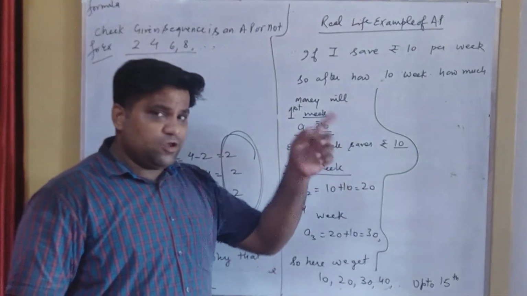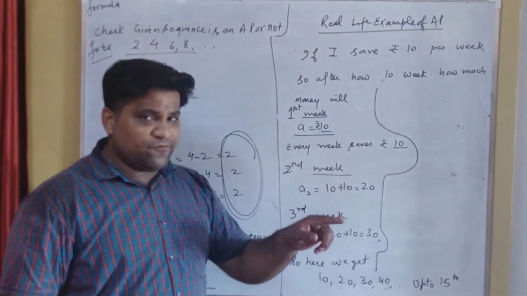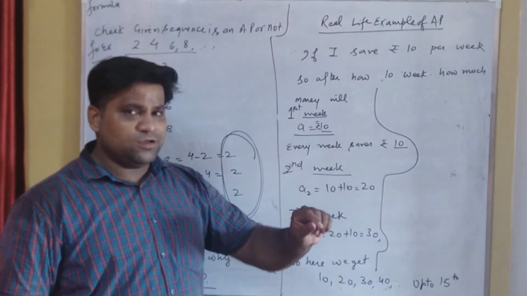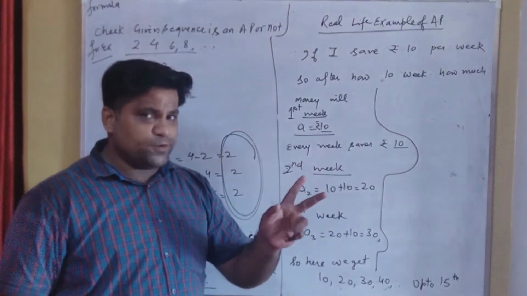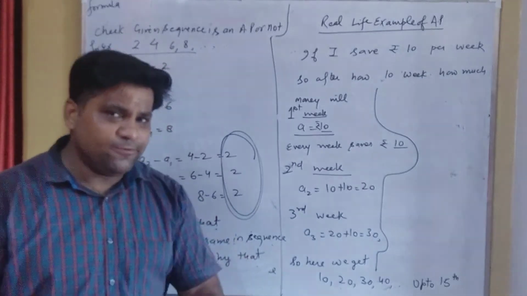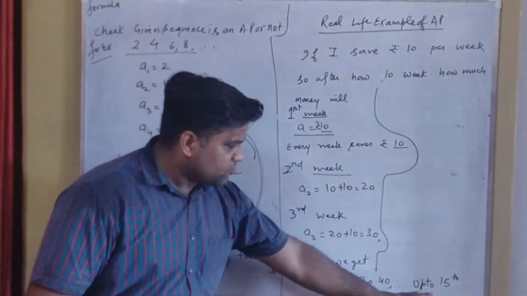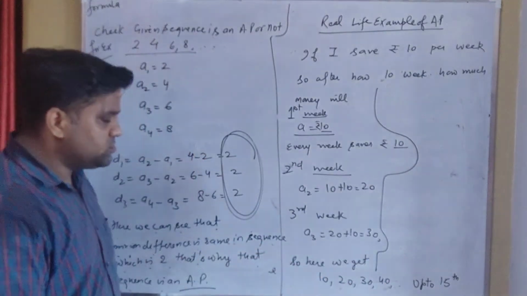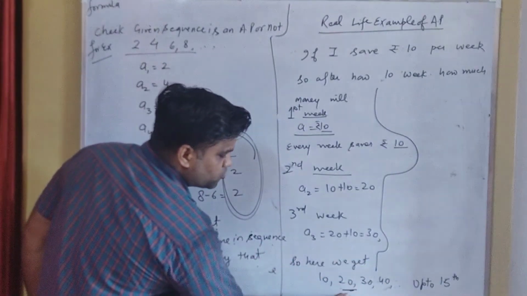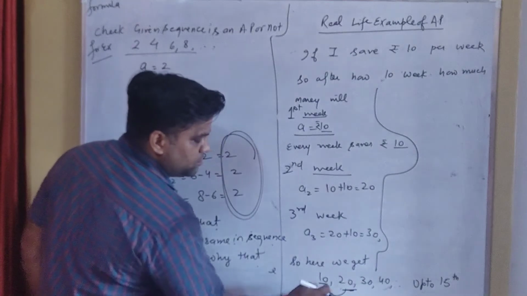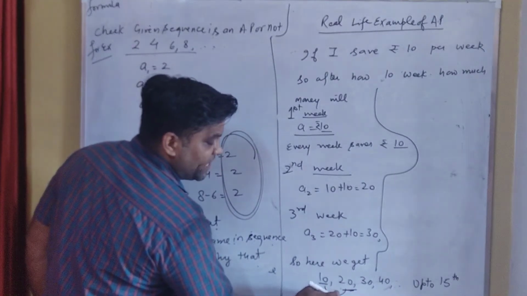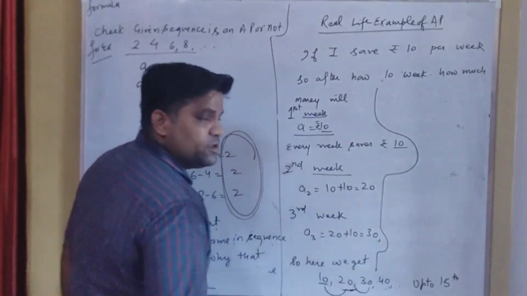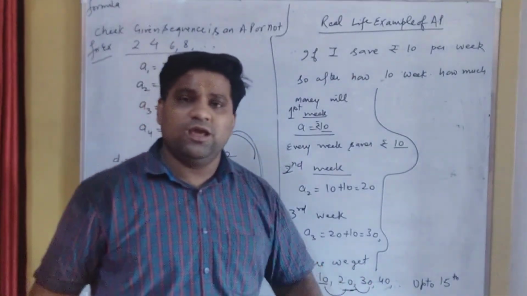In the first week you are saving 10 rupees. In the second week you are saving another 10 rupees. It means first week plus second week, you have 20 rupees. So every time 10 is added. So we get a sequence up to the 15th week. Is that sequence in AP or not? How can we find out? If you subtract 10 from 20, you get 10, and 20 from 30 also gives 10. Every time you get the common difference 10. It means that the sequence is in AP.